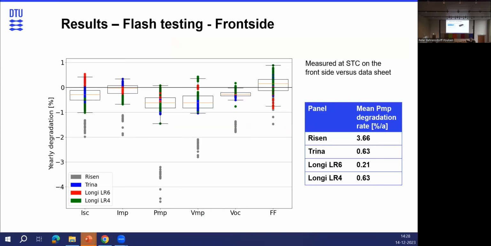And what is interesting to see here is the power, the PMP, where you can see most of the modules were around an average of 0.5 percent per year. The Longis, the newer ones, were quite robust. The Trinas and the LR4 were about the same in degradation rate, whereas the first generation of the large format modules had quite a large degradation rate.